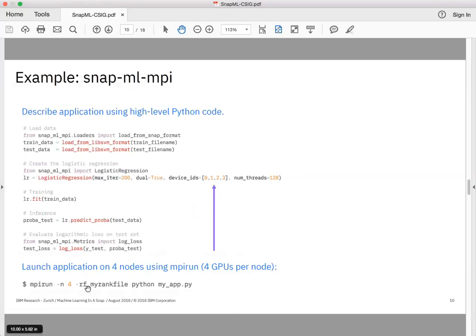So you describe your application in high-level Python code. You tell it how many GPUs it should use on each node on which it will run. And then you launch the application using the MPI run program. So you give it a rank file which says which hosts it should run on, and then you just run the Python. So it's relatively easy to use despite using a very high performance MPI backend.